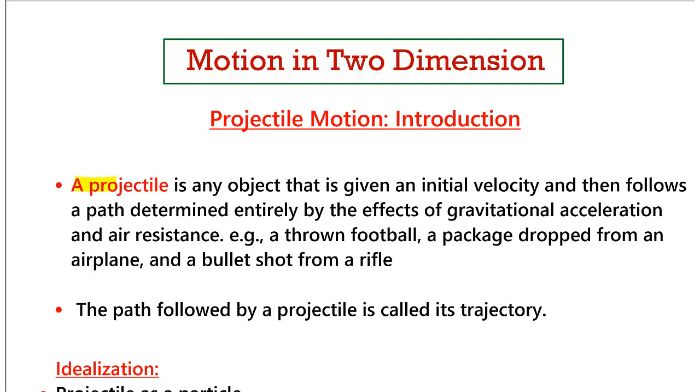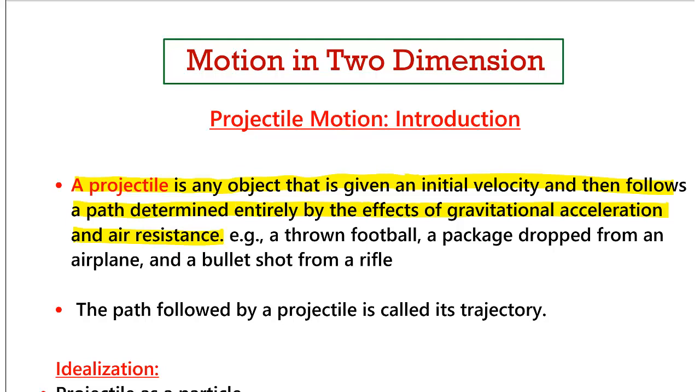So a projectile is any object that is given an initial velocity and then follows a path determined entirely by the effect of gravitational acceleration and air resistance. So if you give some initial velocity to some object and it moves under gravity, and there is one more force acting on the object, that is air resistance, then this object is called a projectile.